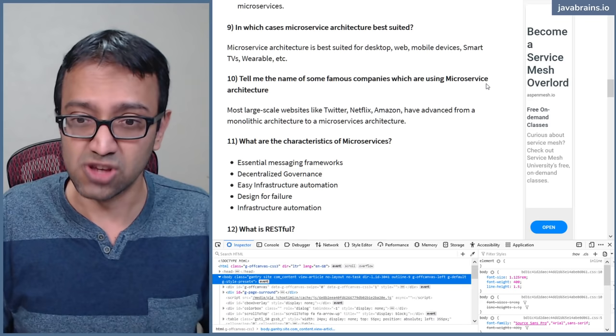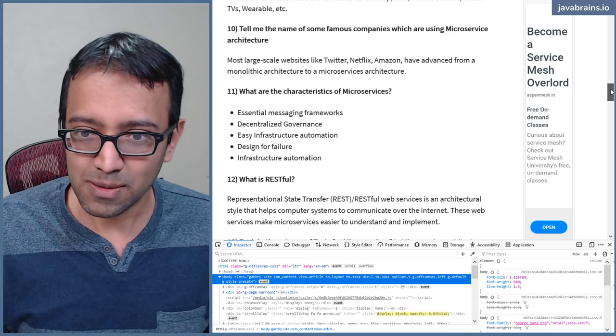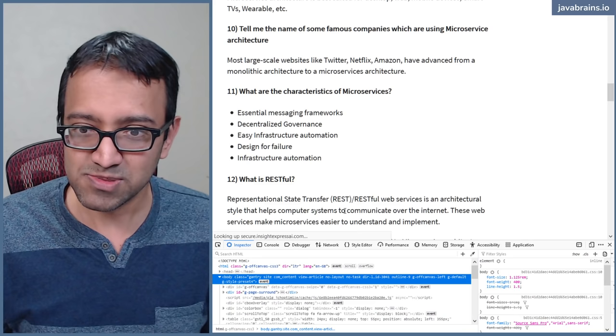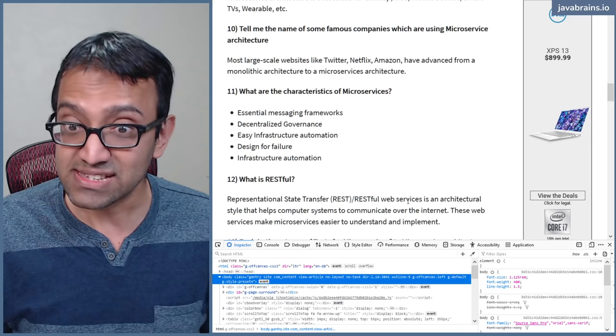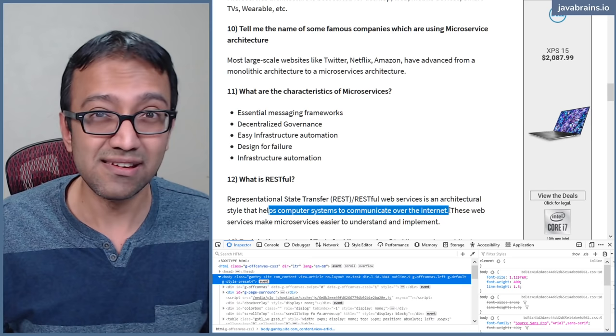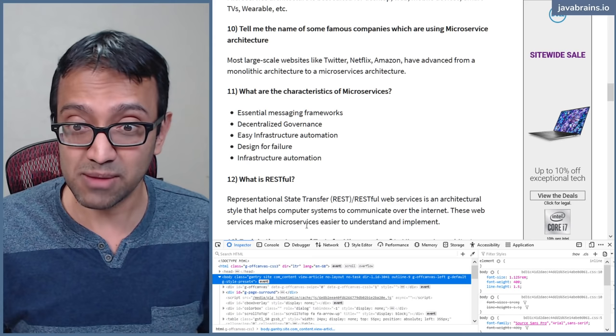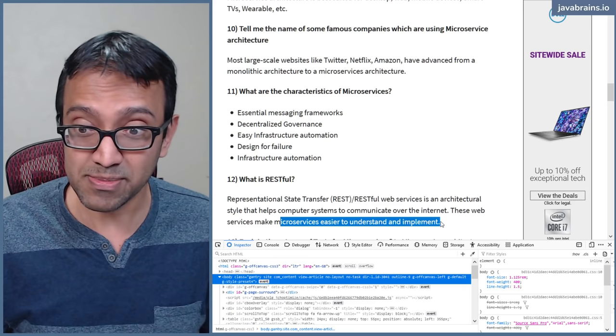All right, so let's see representations. Yeah, REST stands for representational state transfer. That's fair. It is an architectural style that helps computer systems to communicate over the internet. These web services make microservices easier to understand and implement. No. This is not true. It's an architectural style, yes, that helps computer systems to communicate over the internet. Well, microservices use REST to talk to each other, but they could use anything else. It's just one of the ways to do this. These web services make microservices easier to understand and implement. That's just totally wrong.